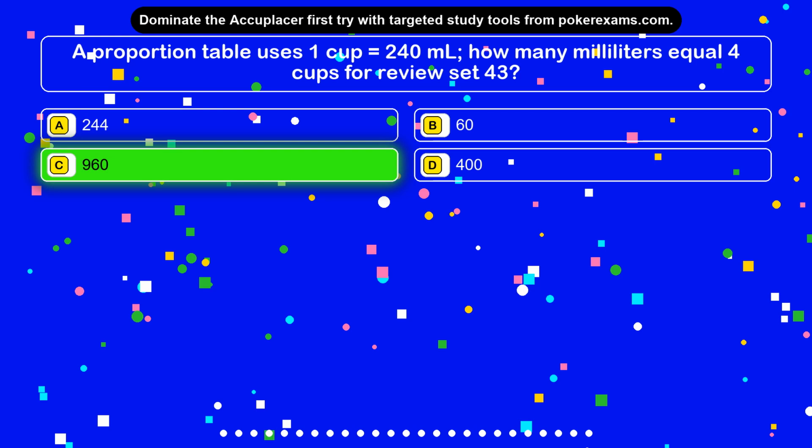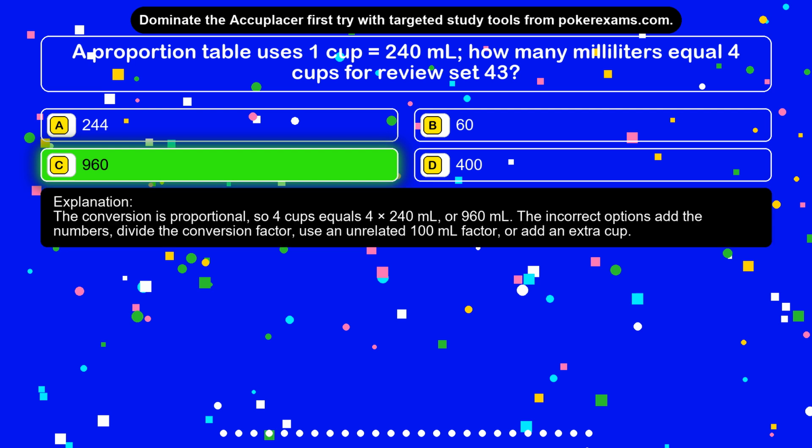The correct answer is option C, 960. The conversion is proportional, so 4 cups equals 4 times 240 ml, or 960 ml. The incorrect options add the numbers, divide the conversion factor, use an unrelated 100 ml factor, or add an extra cup.